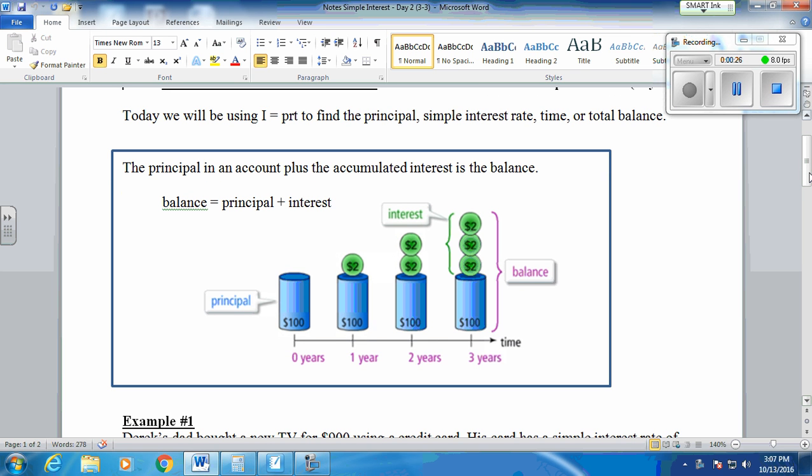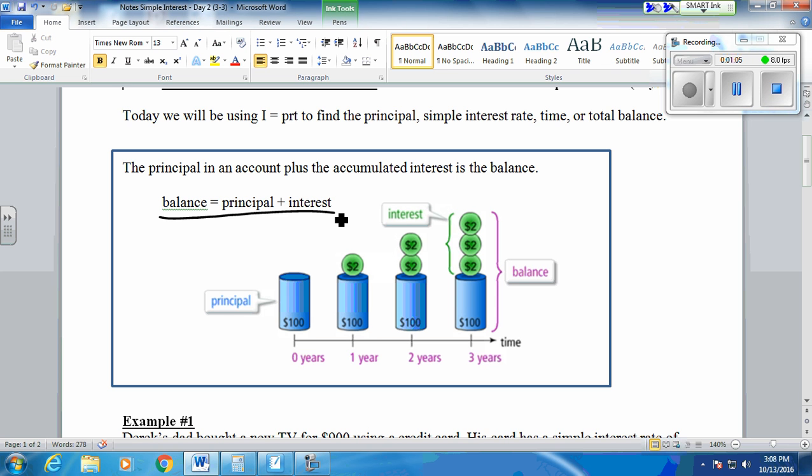What they have here for us is a diagram that is showing how we accumulate interest and then how that affects our balance. So they're saying the principal in an account plus the accumulated interest is the balance. And then they give us this little formula here that the balance comes from the principal plus the interest. So you walk into the bank, average Joe here, and you say, okay, my principal, what I am depositing into the bank is $100. So after 0 years, when you initially put the money into the bank, you don't get any extra interest. The bank just says, okay, I'm going to take your $100 and put it away.